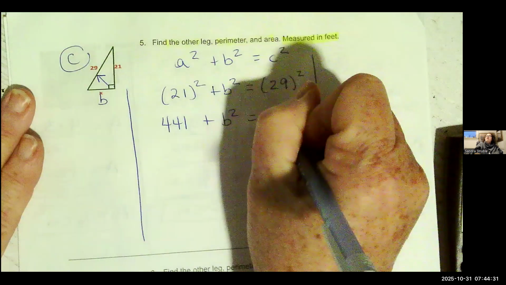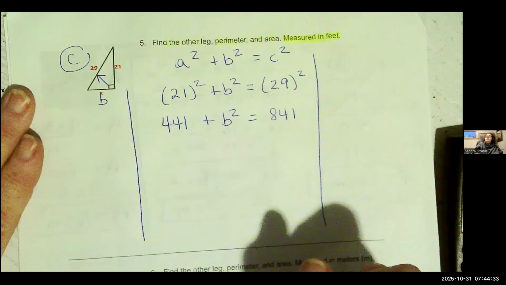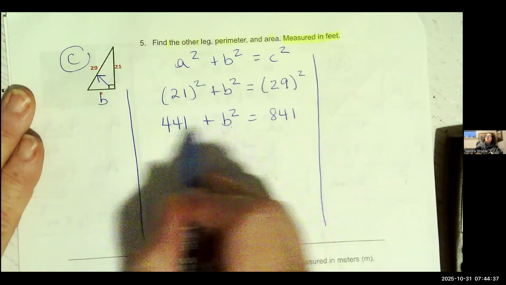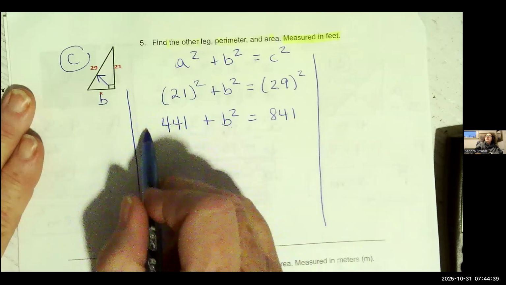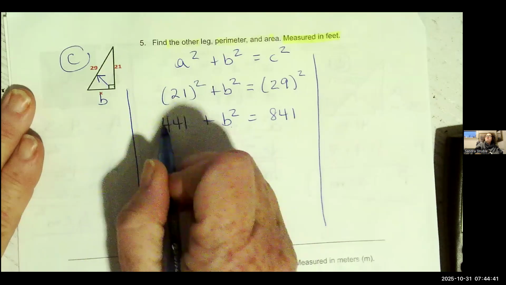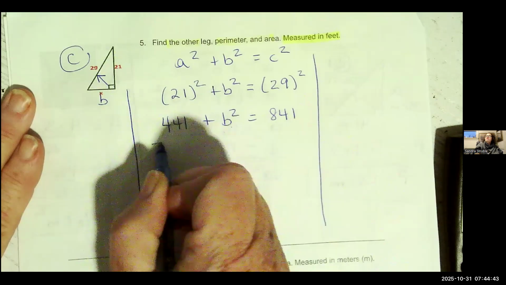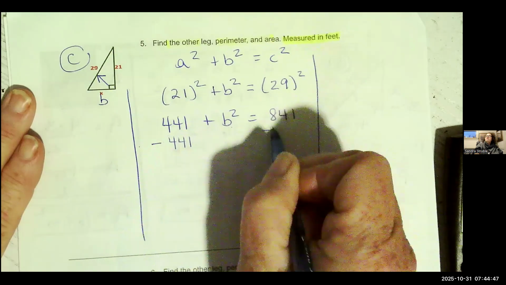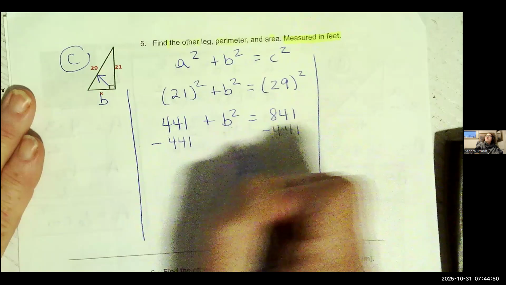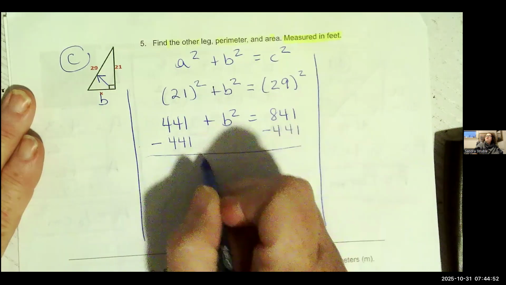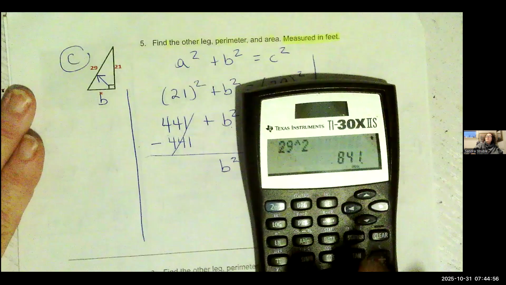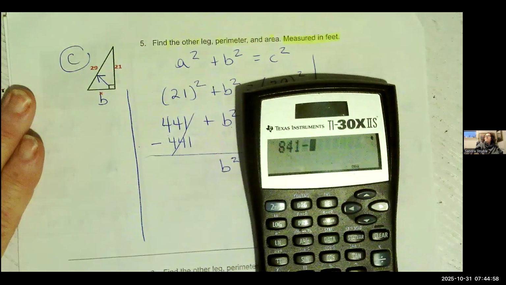Okay. Now, 441 is attached to b squared. Notice that it is positive. There's no negative sign here. So in order to move it to the other side, I have to subtract it from both sides. It's gone from here. And b squared is equal to 841 minus 441, which is 400.